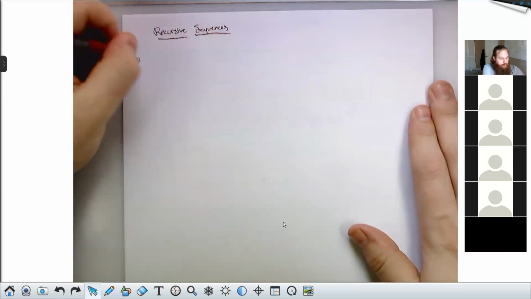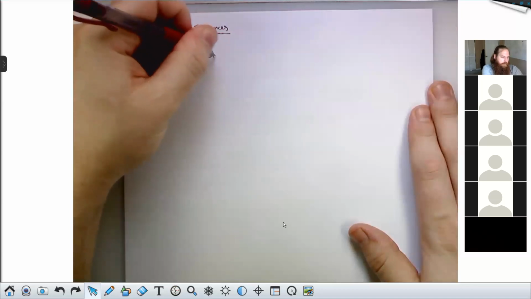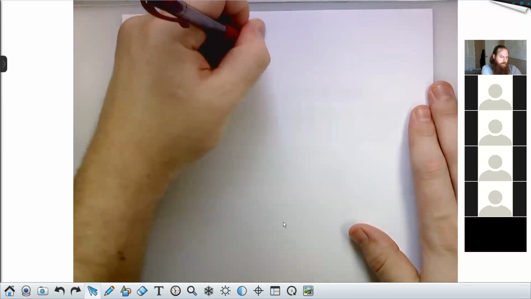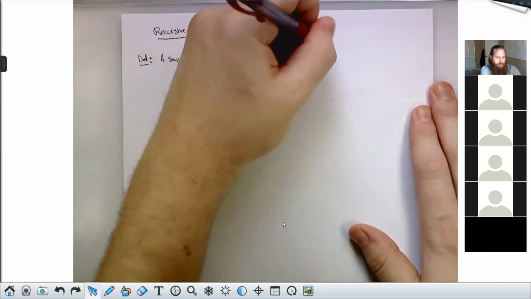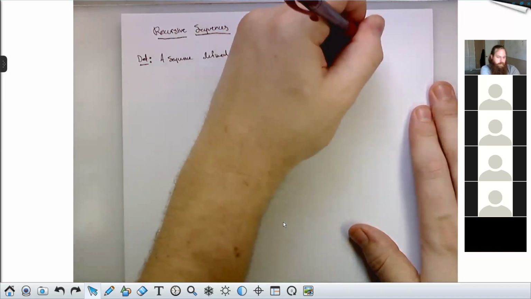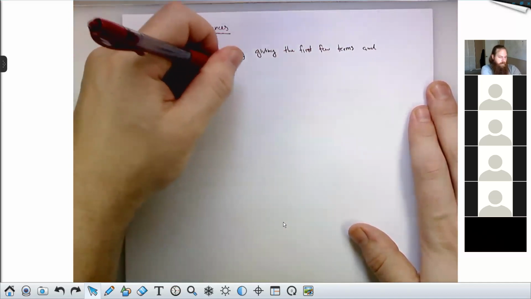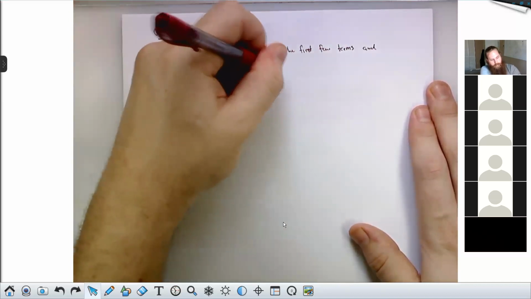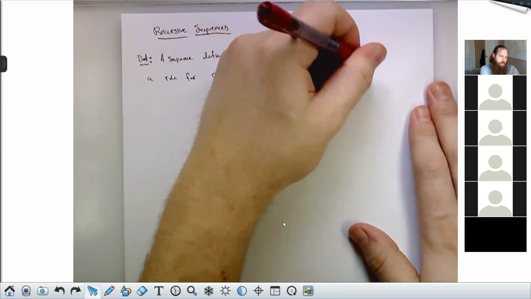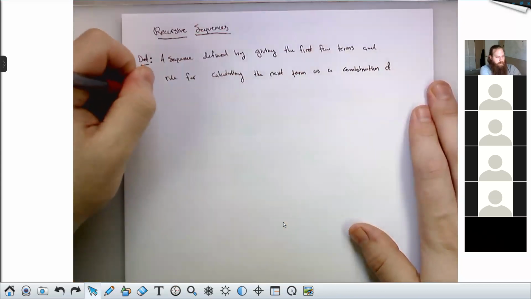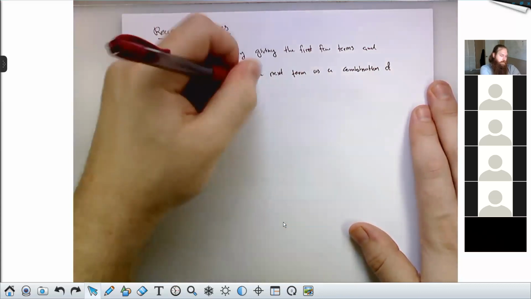The definition of a recursive sequence: a sequence defined by giving the first few terms and also a rule for calculating the next term as a combination of previous terms is called recursive.